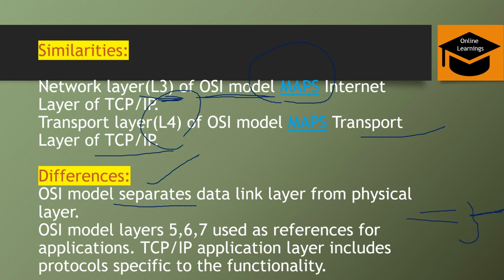Then layers 5, 6, 7, which are used for application, the application layer, presentation layer, and session layer, are all combined in the TCP/IP model, and together they form the application layer, right?